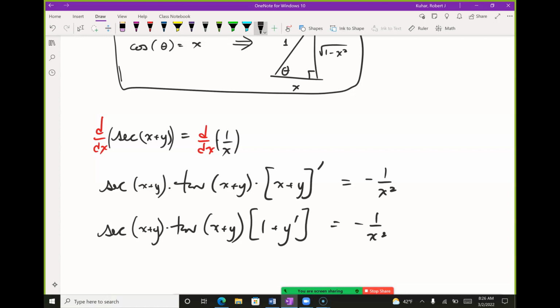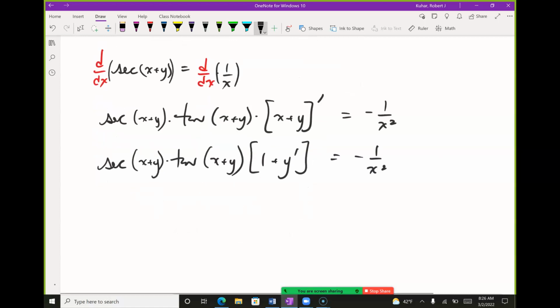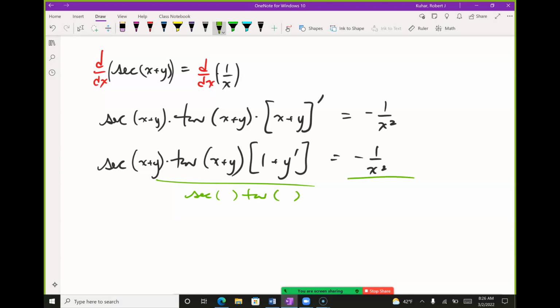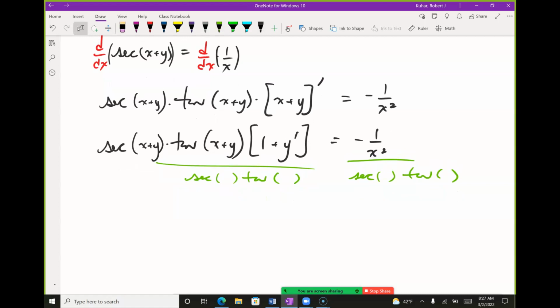Okay? I'm solving for y prime, so I want to divide by secant and tangent, right? So I'm going to divide by my secant and tangent. Same thing on the other side. Right? It's x plus y is the argument, right? It's the angle. I could put a theta in there, that would be fine.